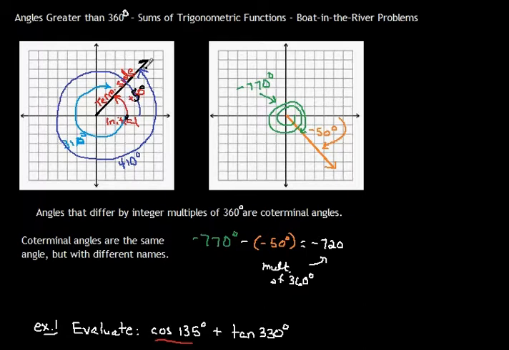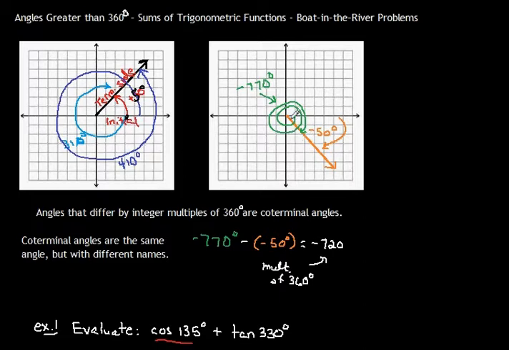So this black angle right here can either be 50 degrees, or it could be negative 310 degrees, or it can be 410 degrees the whole way around, or you can go around multiple times, and it's going to be at so many different angles. So just keep that in mind.